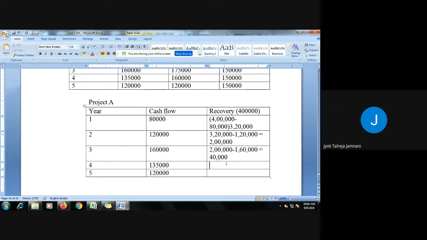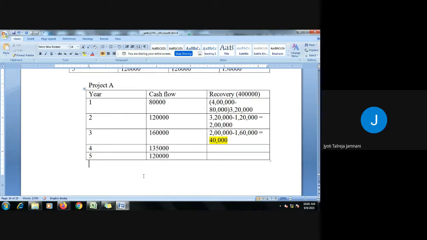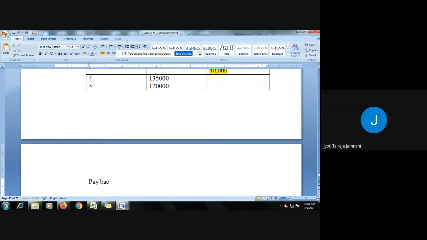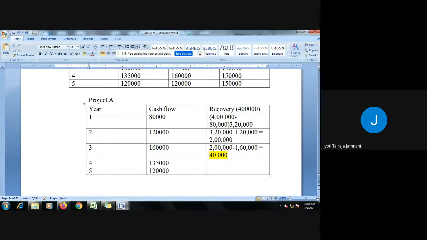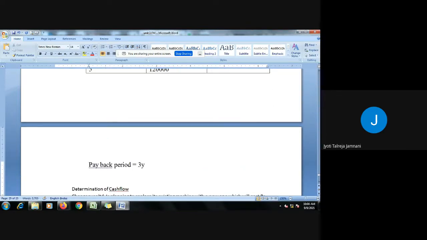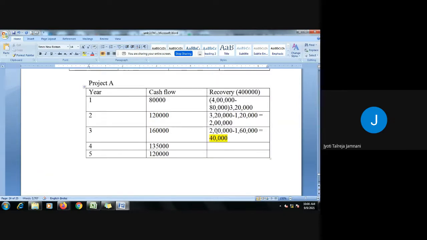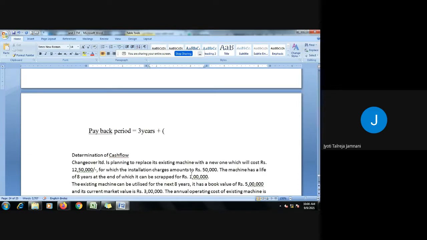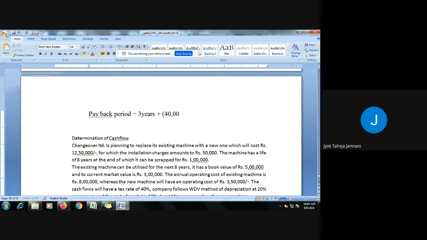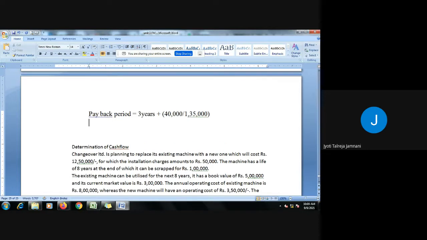And in the next year we need to recover only this 40,000, but we have cash flows of 1 lakh 35. So how many years will we see here? Payback period is equal to 3 full years, because we are using those 3 years. So 3 years plus we have to find how many months. So this 40,000 divided by this 1 lakh 35. We don't need the full 1 lakh 35 of the fourth year. We need only 40,000 out of 1 lakh 35. So we do 40,000 divided by 1 lakh 35,000. We'll get it in months.